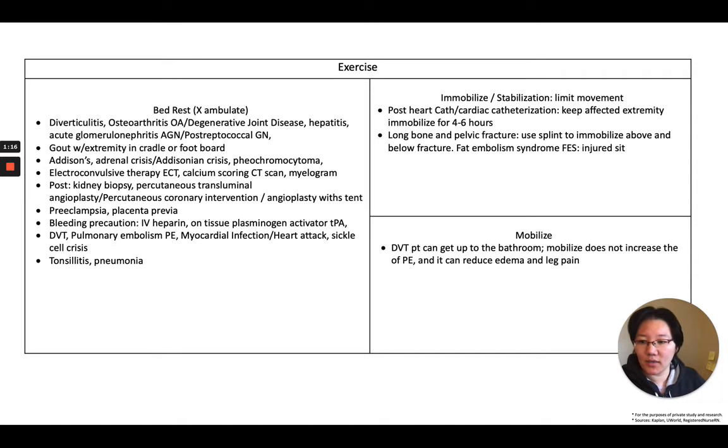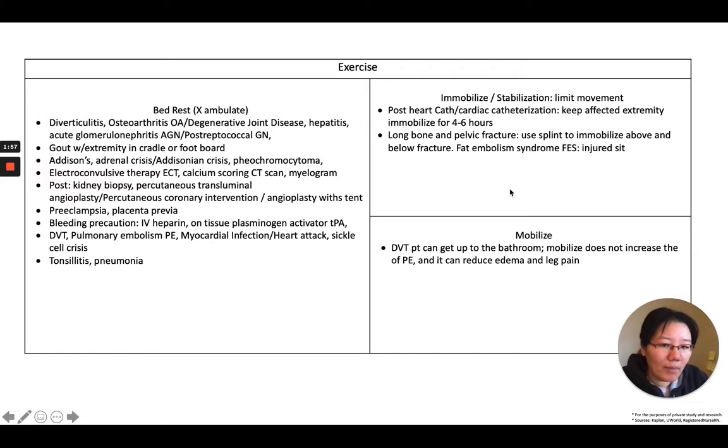So that's here, that's here. And then there's bed rest and immobilize. So immobilize applies such as post catheterizations. We need to keep the affected extremity immobilized for 4 to 6 hours to prevent bleeding, so to reduce the risk of bleeding. And same as this one, long bone and pelvic fractures. We use a splint to immobilize above and below fractures.